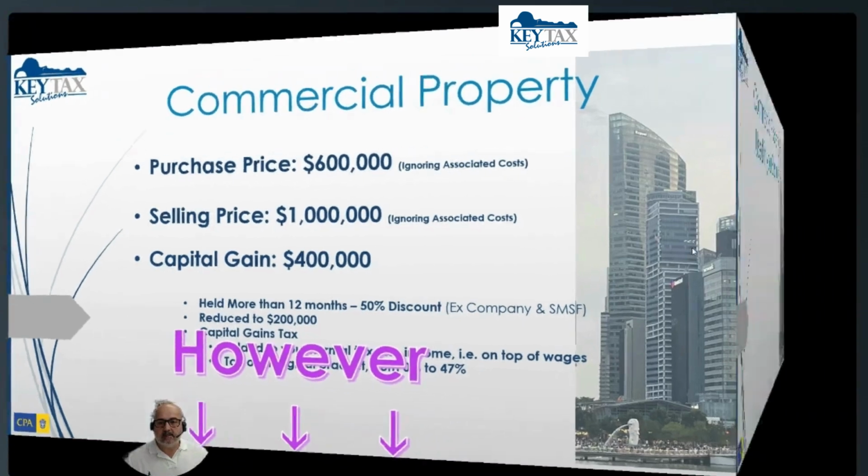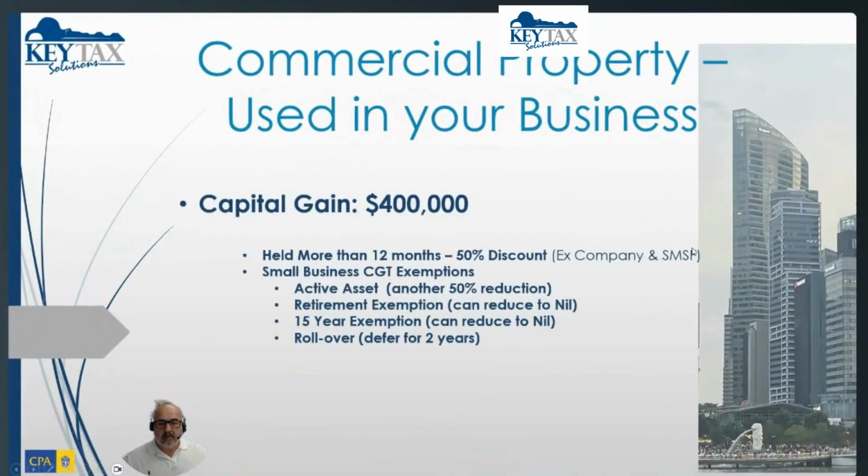However, there's a however. If you own a business and you actually own the property you run the business for, there's potential massive capital gains tax exemptions. So think if it's a rental property that you're going to buy, why not buy one for your actual business? So you still get the 50% reduction.